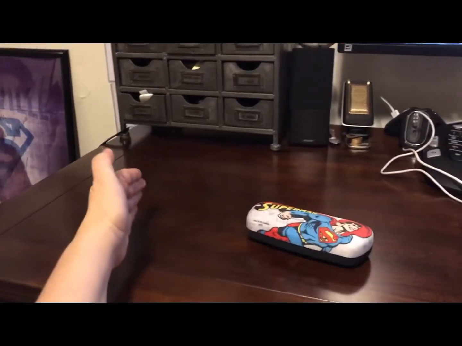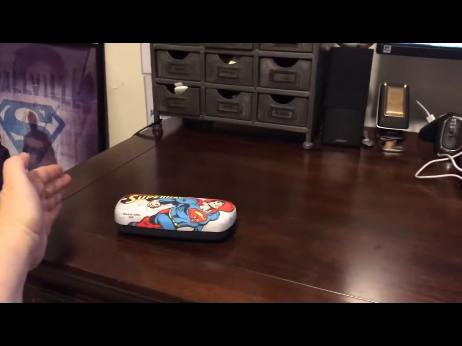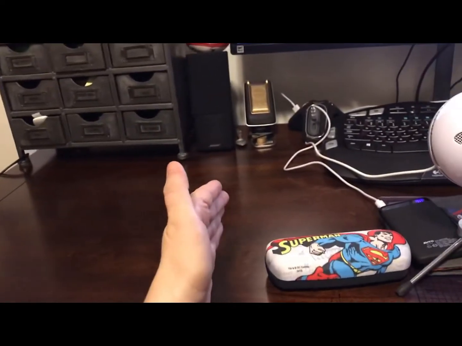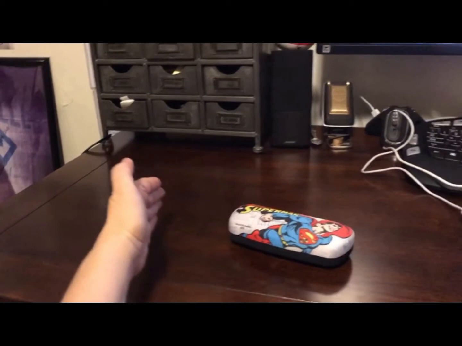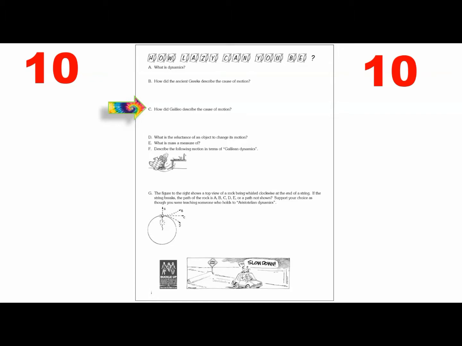Greeks stated that a force was required to keep an object in motion. And you can see it looks as though that case does need to have a constant force applied for it to move. Letter C. How did Galileo describe the cause of motion?